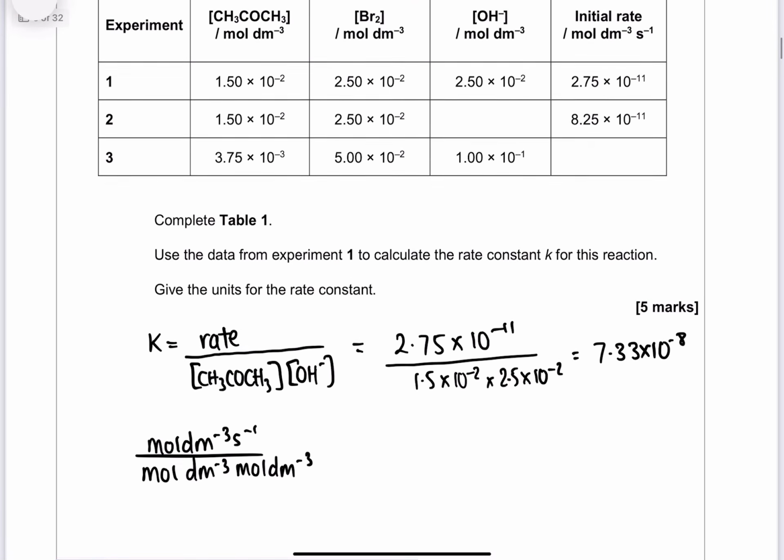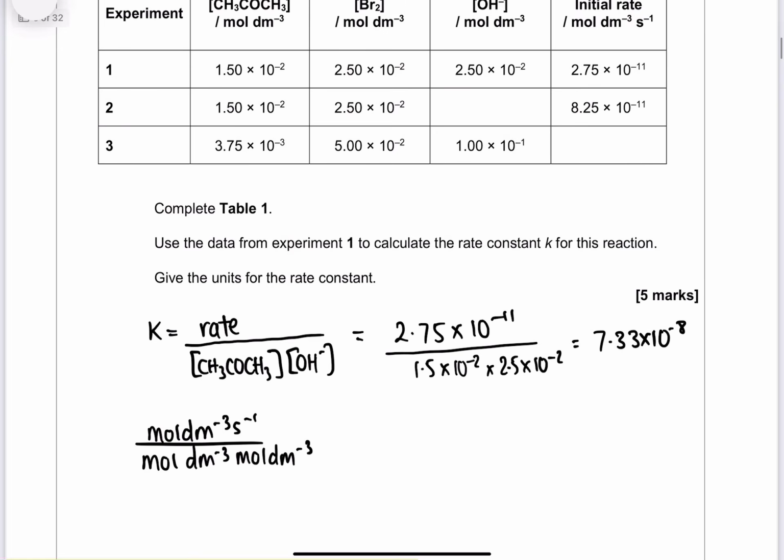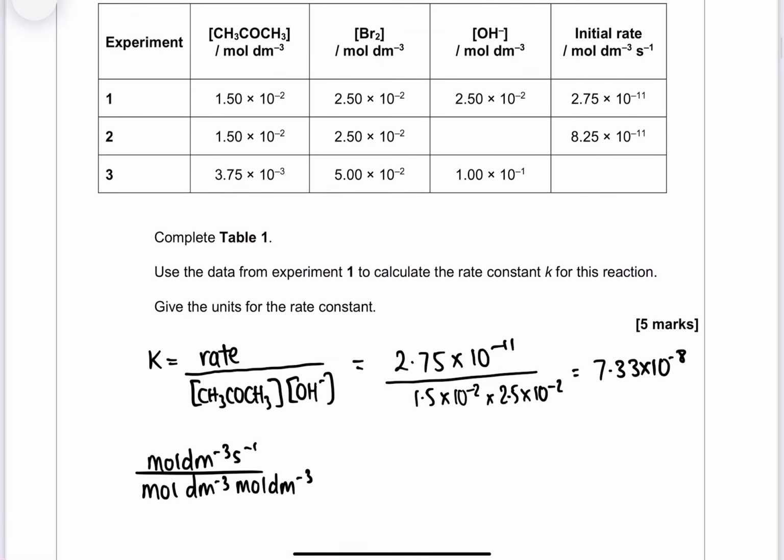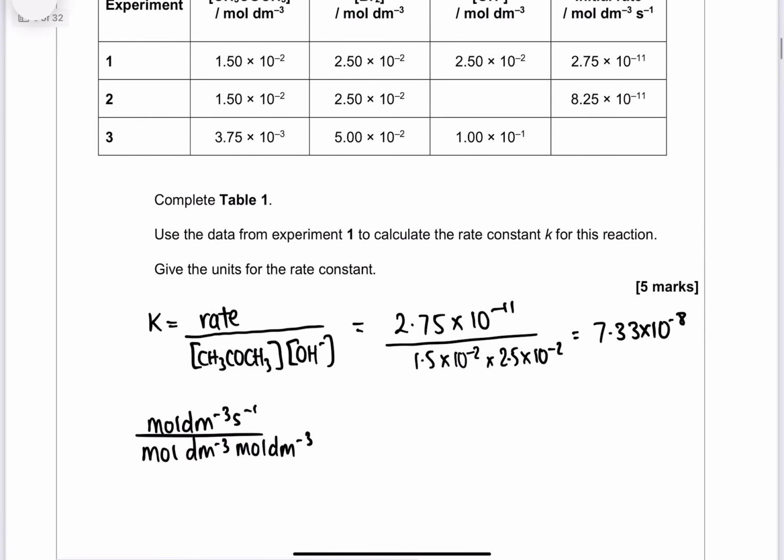So what you could do to find the other numbers is you could do it by ratios, or you could use K to find it. For example, now that you know K, it's quite easy to fill in the bottom line because you can take your value of K, times it by the value of propanone, 3.75 times 10 to the minus 3, and times it by the value for hydroxide, 1 times 10 to the minus 1, and you can get an answer for the rate for experiment 3. That's fairly straightforward to do using your value of K.